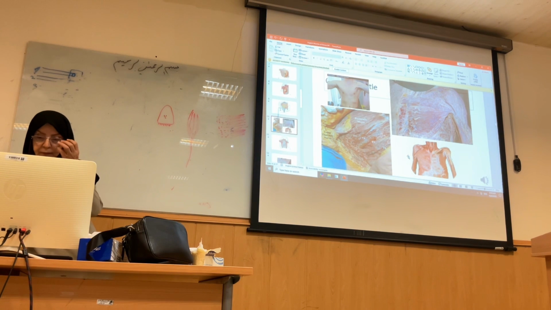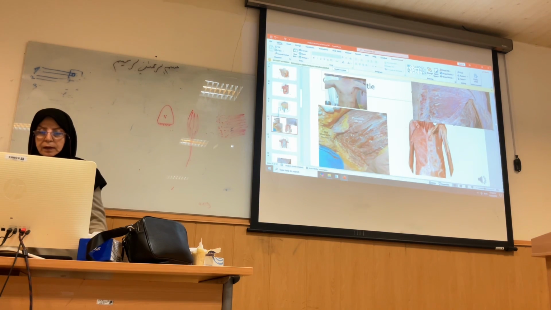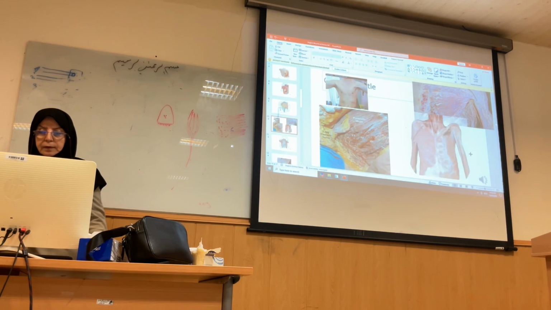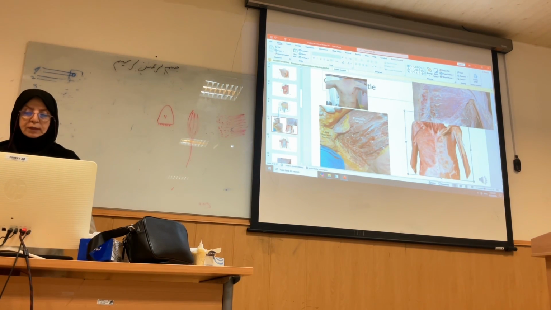Here. Okay. Here, if I increase. Look at here, in this side, we removed the pectoralis major, so I am able to show you the pectoralis minor. And here is the subclavius muscle between the clavicle and the first rib.